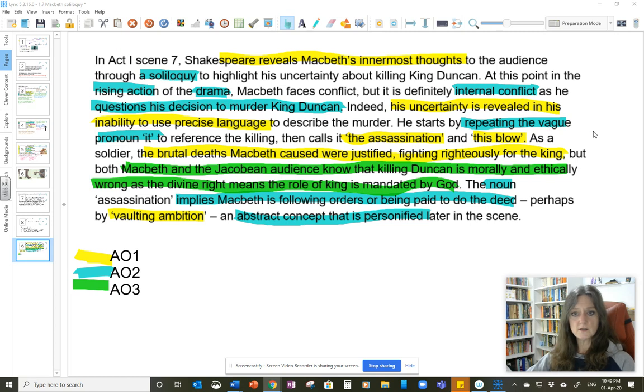Then I'm going to do some good old-fashioned zooming in. He starts by repeating the vague pronoun it to reference the killing, and he calls it the assassination. I'll do it down here. So the noun assassination implies Macbeth is following orders, being paid to do the deed. Okay, so there's my zooming in on the word assassination there.